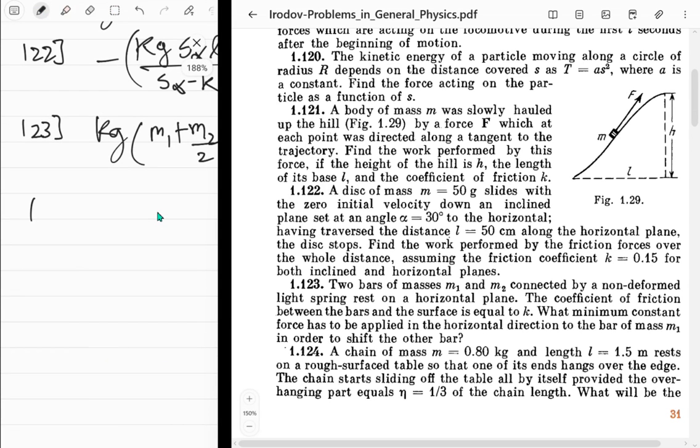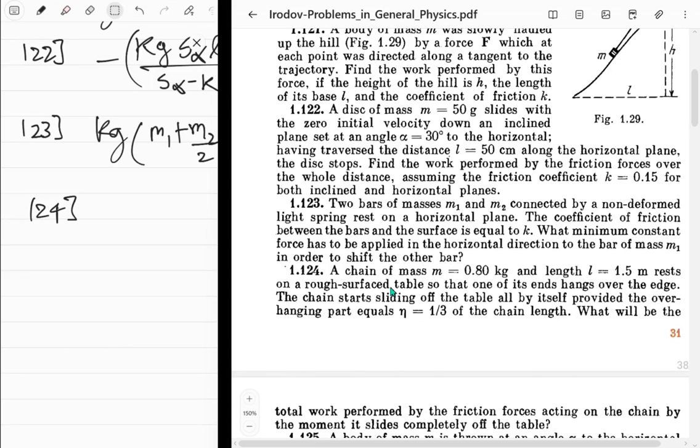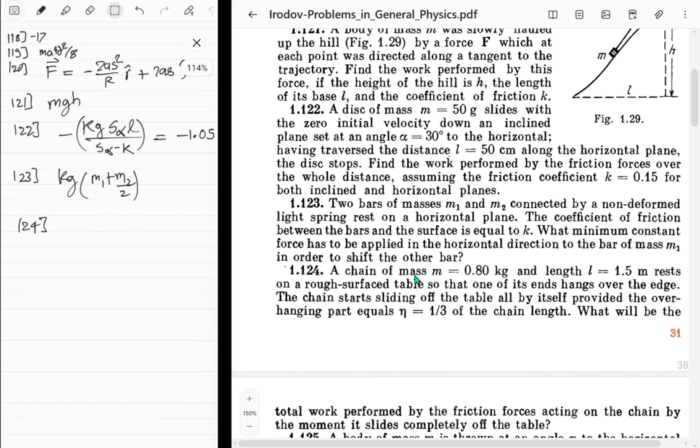Next, 124. Oh, okay, we have to calculate it. Sorry, no, we don't. They didn't give us any values. Okay, 124: a chain of mass something and length something rests on a rough surface so that one of its ends hangs over the edge. Something like that, huh?